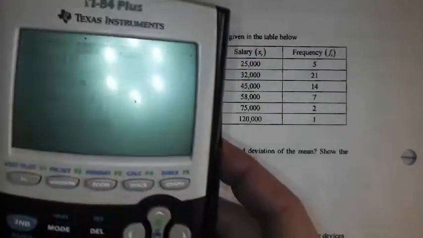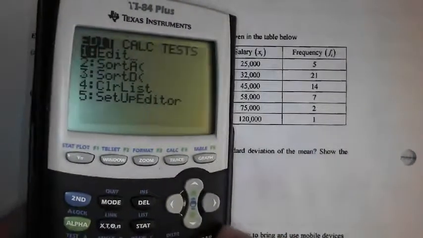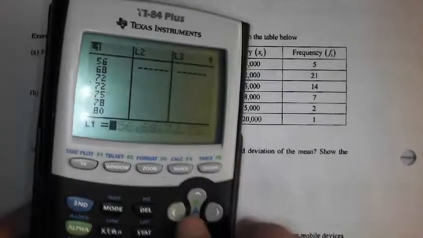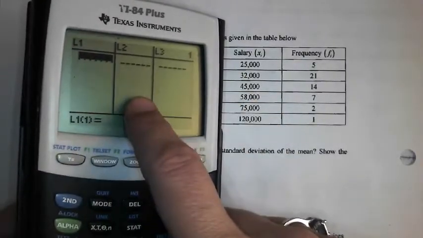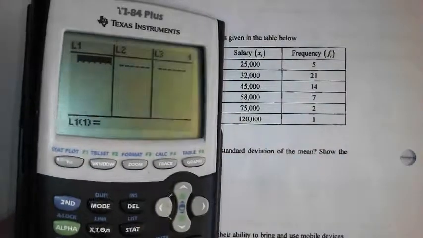So go back to your data, edit, clear out whatever's there. We are going to have a frequency list here. So type in your salaries.